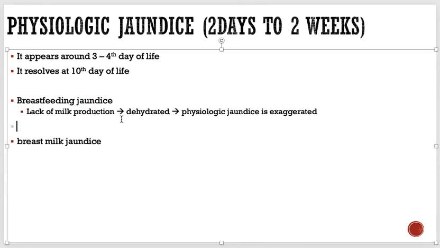So the physiological jaundice is exaggerated because of lack of milk production. What's going on? There is dehydration, and physiological jaundice is exaggerated. Dehydration is the cause, it will cause exaggeration of physiological jaundice, and we call this type breastfeeding jaundice. If we treat their dehydration, things become better. So this is called breastfeeding jaundice.